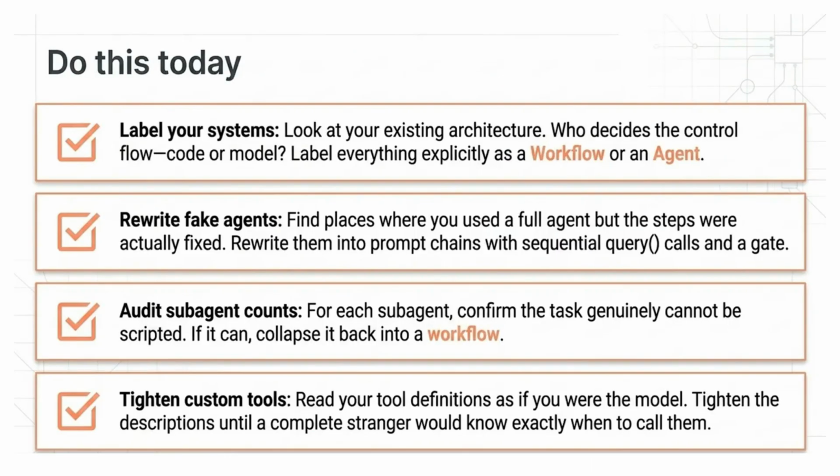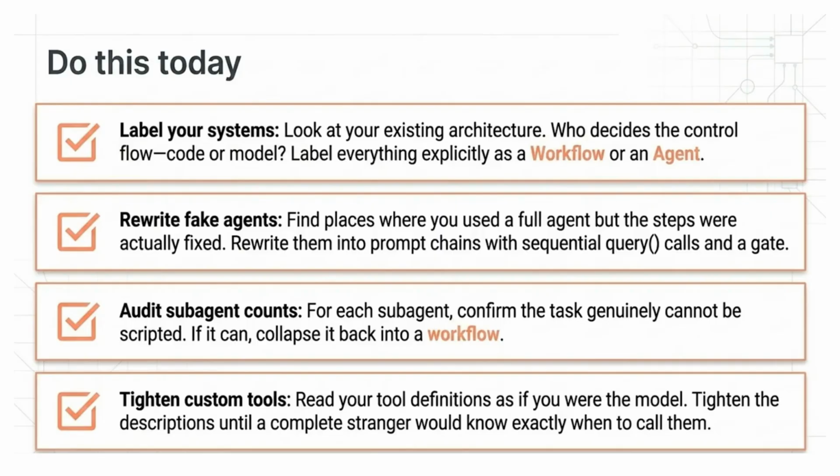Do this today. Take an agent you have built and ask the one diagnostic question of each piece: who decides the control flow here, my code or the model? Label every piece a workflow or an agent. Find one place where you used a full agent and the steps were actually fixed and nameable. Rewrite it as a prompt chain of sequential query calls with a gate. Pick a task you have not started and walk the decision ladder out loud, from a single augmented LLM call down. Stop at the first pattern that fits and write down why the cheaper ones did not.